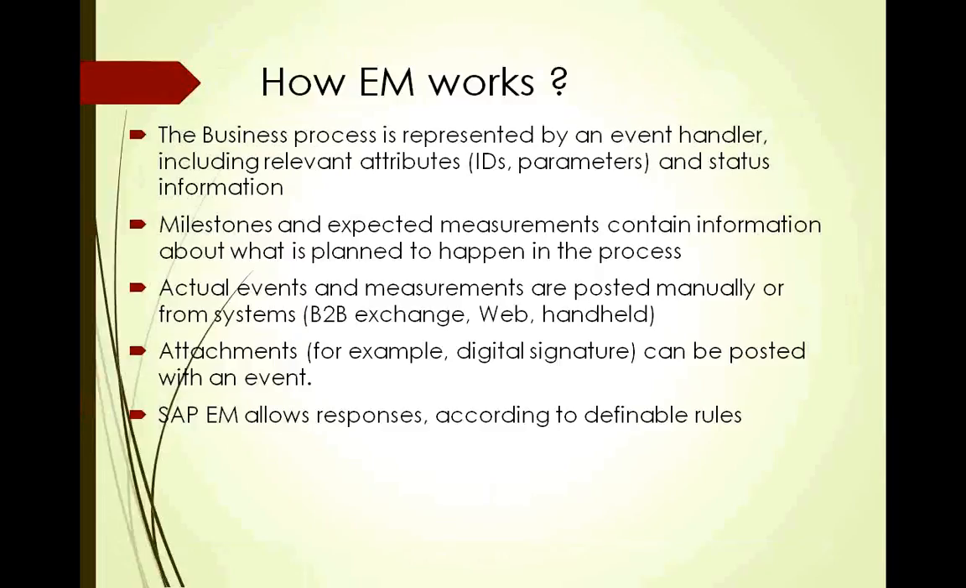So every object has a unique tracking ID. For example, a freight order has the freight order number as its tracking ID, like 600016. This is one freight order number, so the tracking ID is 600016. When you enter the event management system, you just need to enter your tracking ID there, and you can view all the events. That is where you can view the event handler.